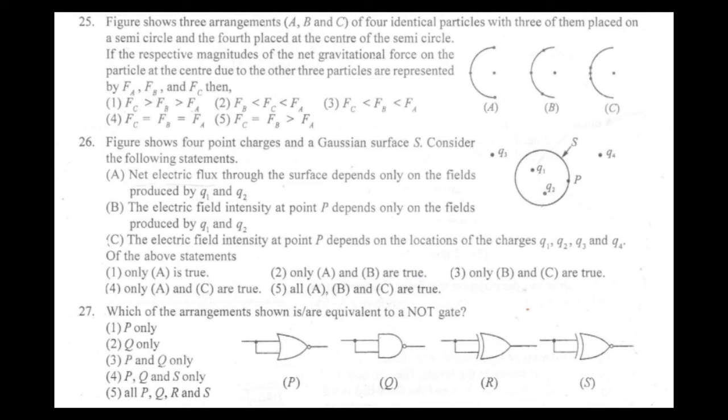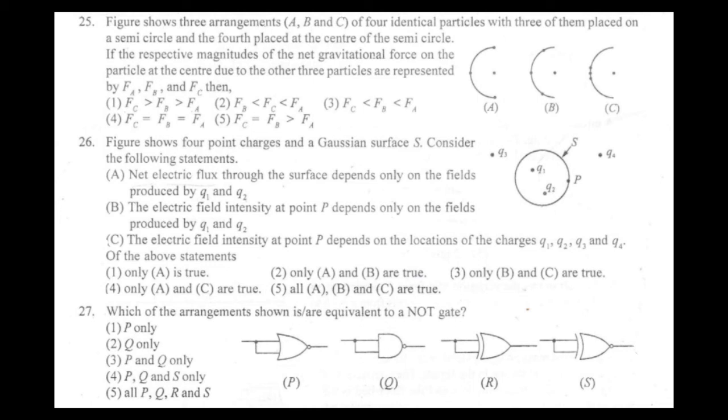So the answer is 1. Question number 26. 4-point charges and a Gaussian surface S is shown in the figure. Three statements are given. A. Net electric flux through the surface depends only on the fields produced by Q1 and Q2. Q1 and Q2 are inside the Gaussian surface. Q3 and Q4 are outside the Gaussian surface.